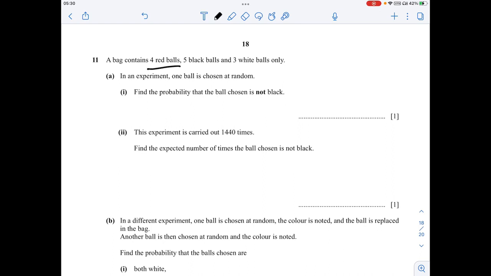A bag contains 4 red balls, 5 black balls, 3 white balls. In an experiment, one ball is chosen at random. Find the probability that it is not black. It is not black means nothing but what? It can be red and white.